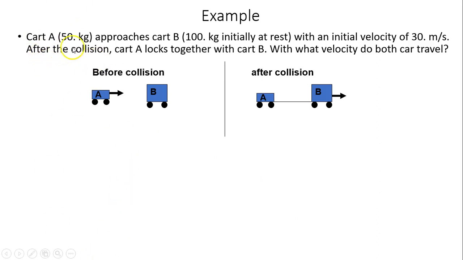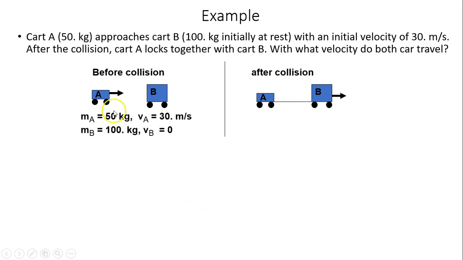First example: car A, 50 kilograms, approaches car B, which is at rest, with an initial speed of 30 meters per second. So car A is moving at 30 meters per second. After the collision, the two cars lock together. This is a case of inelastic collision. The question is, with what velocity do both cars travel?